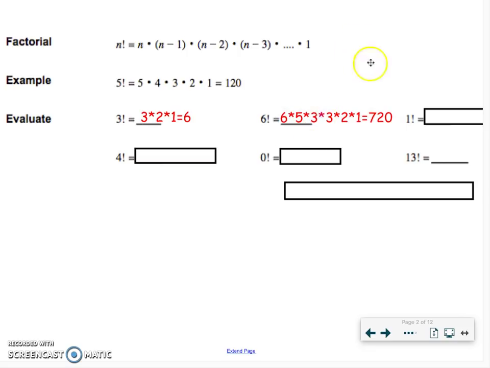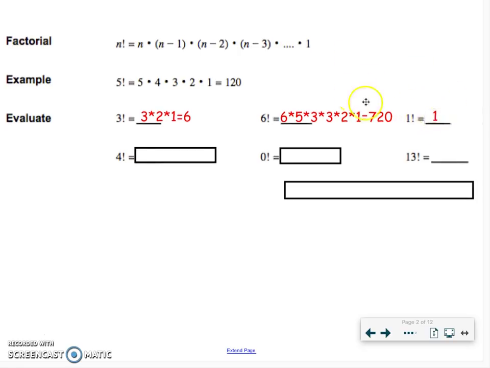Now remember when I was explaining factorials, I said that we always stop at the number 1. We don't ever go lower than it. So if we had 1 factorial, well, that's just going to be 1. There's nothing to multiply it by. Now we take a look at 4 factorial, and 4 factorial ends up being 4, 3, 2, 1, which ends up being 24.